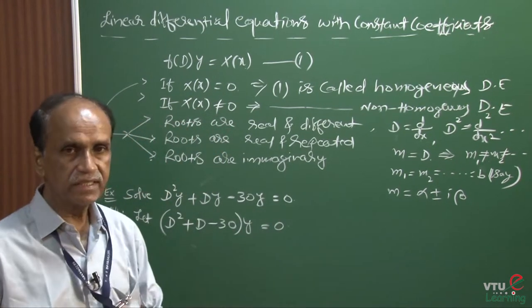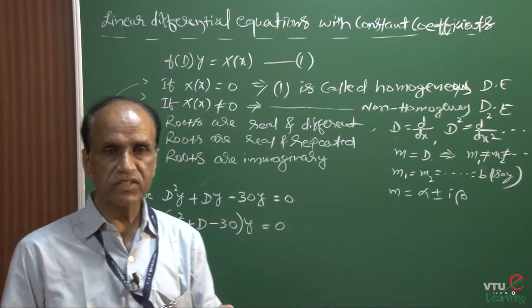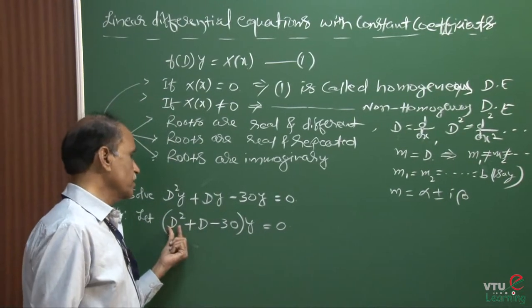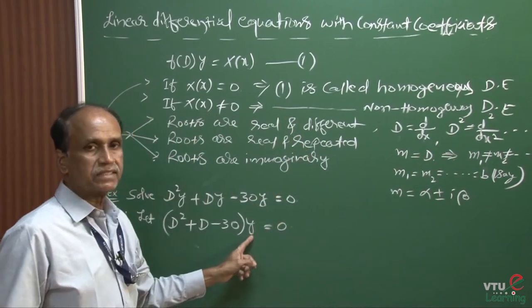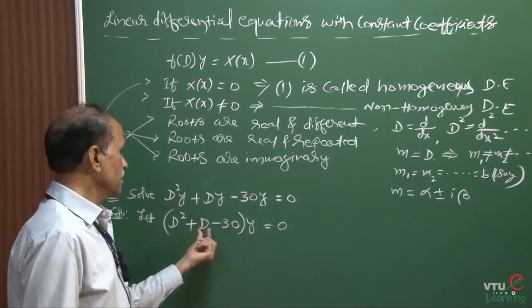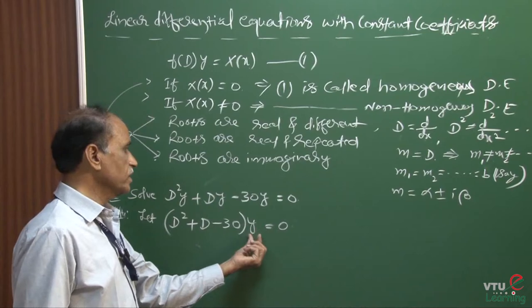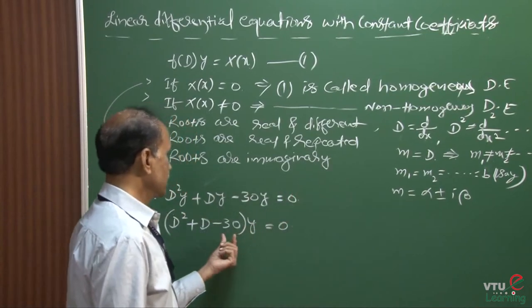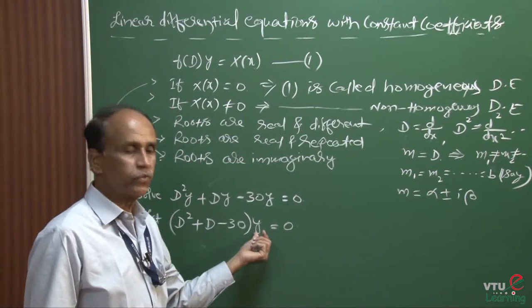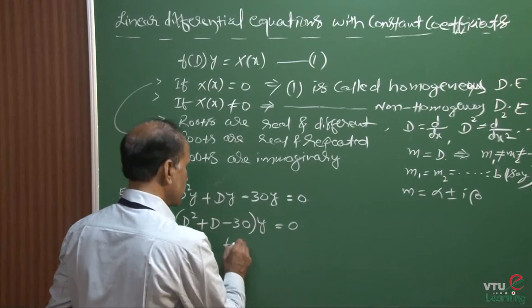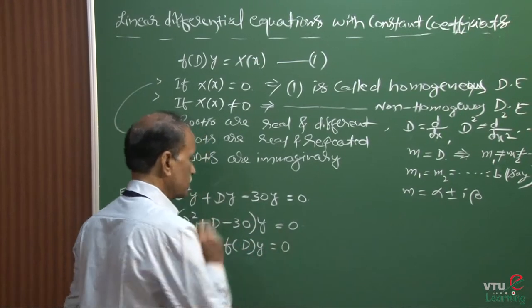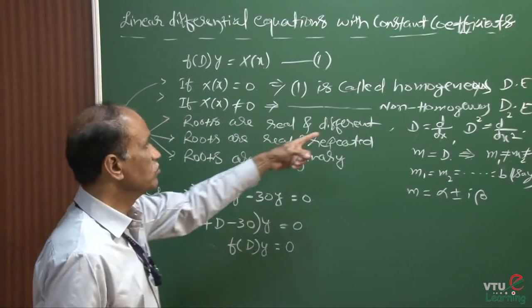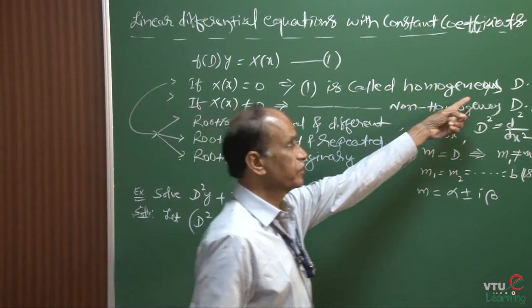It is not that it is a common factor; y is a common factor. This D square means the second order derivative operates on y, you will get the second order differential coefficient, and D operating on y gives dy by dx, and 30 is multiplied by y. So, this resembles f of D y is equal to 0. This is called a homogeneous differential equation.